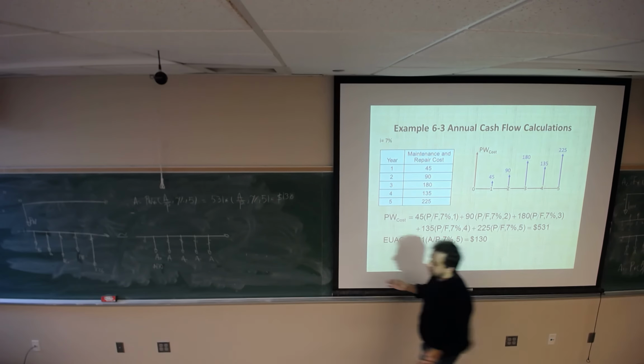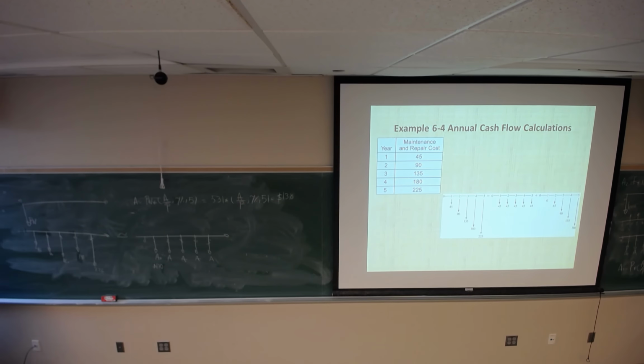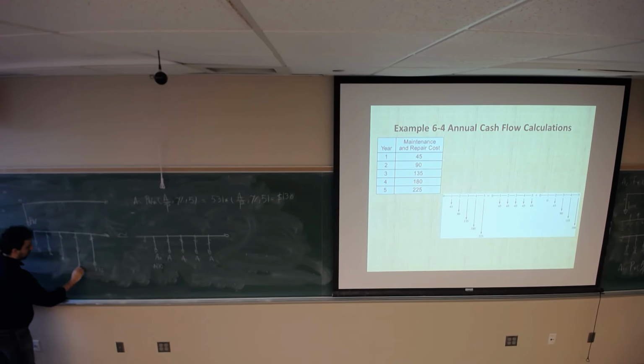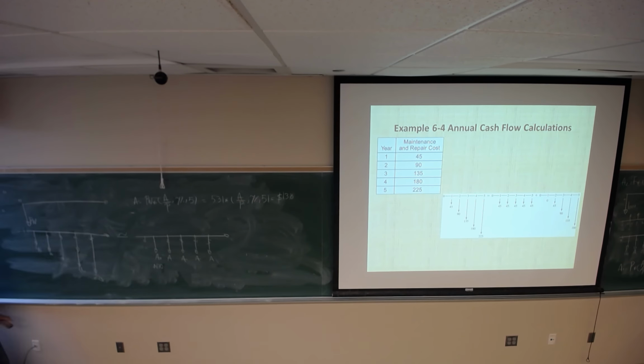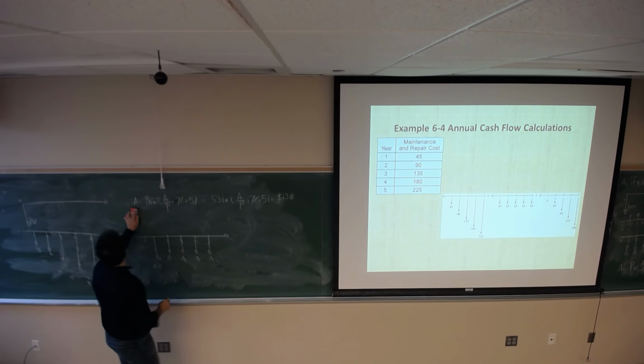I'm just, again, showing you the different types of problems that you might see. So if I just switch these two, if I'm given this maintenance cost, then you have something which is familiar. The difference between these two is $45, $45, and $45. So it's kind of arithmetic gradient.